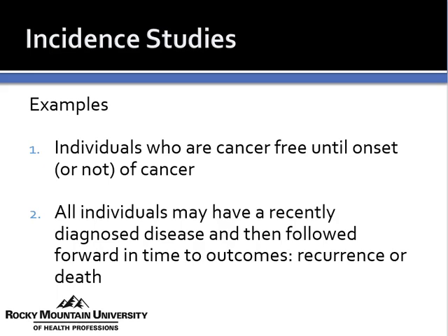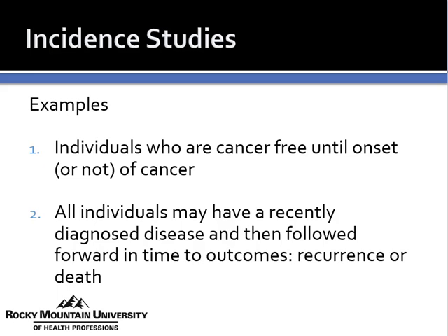Very common things. All individuals may have recently been diagnosed with a disease and then followed forward in time for outcomes. So another type of incidence study is maybe everybody isn't healthy at the start. Maybe everybody has the disease, and then now you're following them forward in time and looking for increases in death. So if everybody had, let's say, cancer, what increased their risk of mortality?